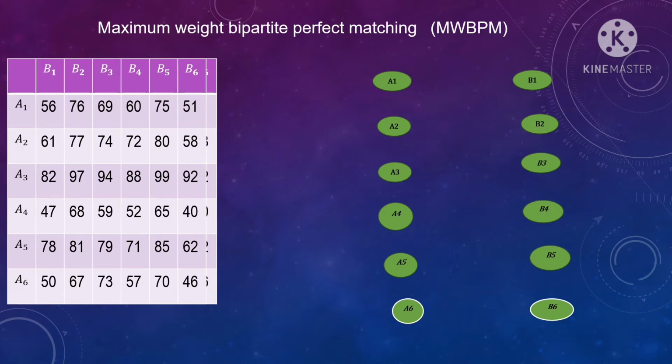First, we need to go back. So we don't get confused, we need to repeat. A3 to B5. A3 to B5. So 99. This is the 99.